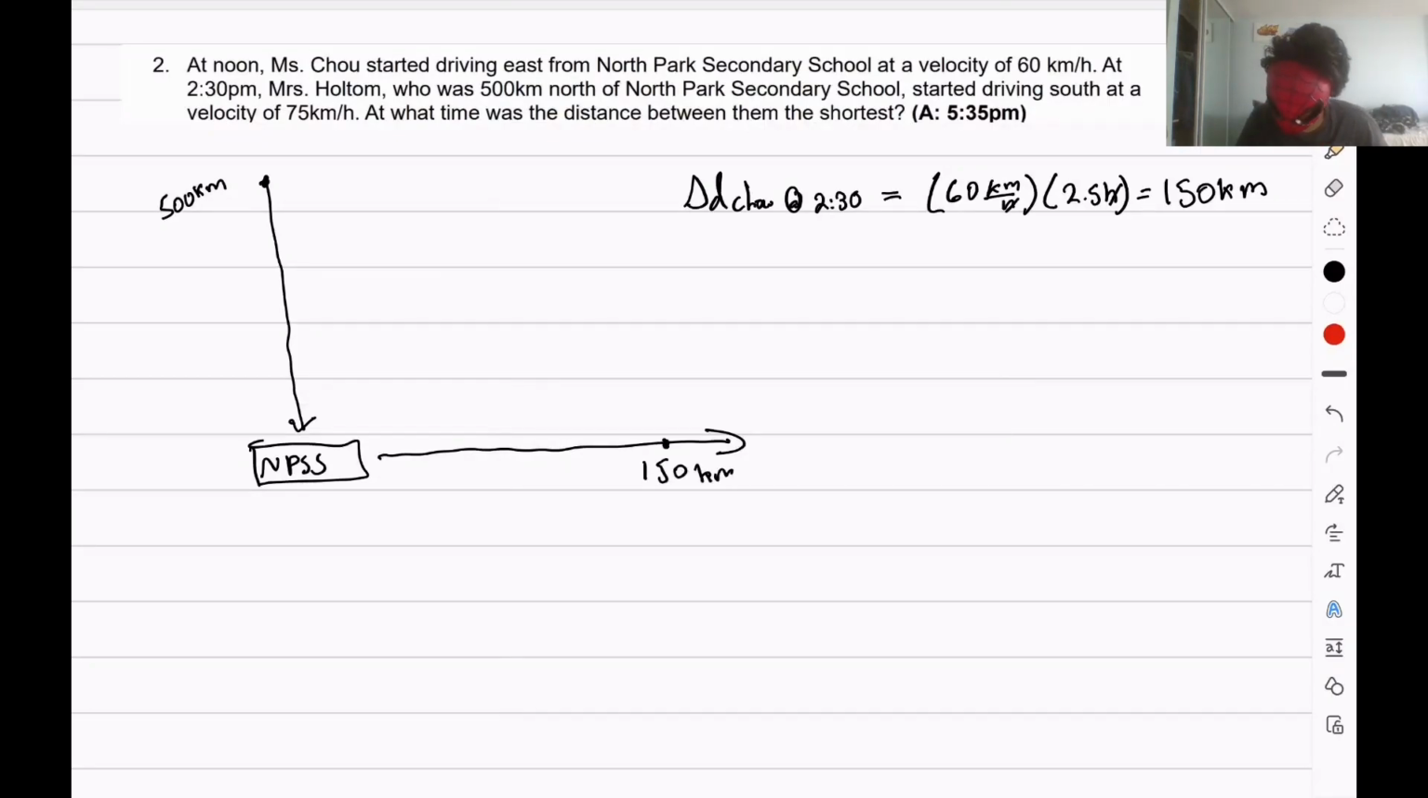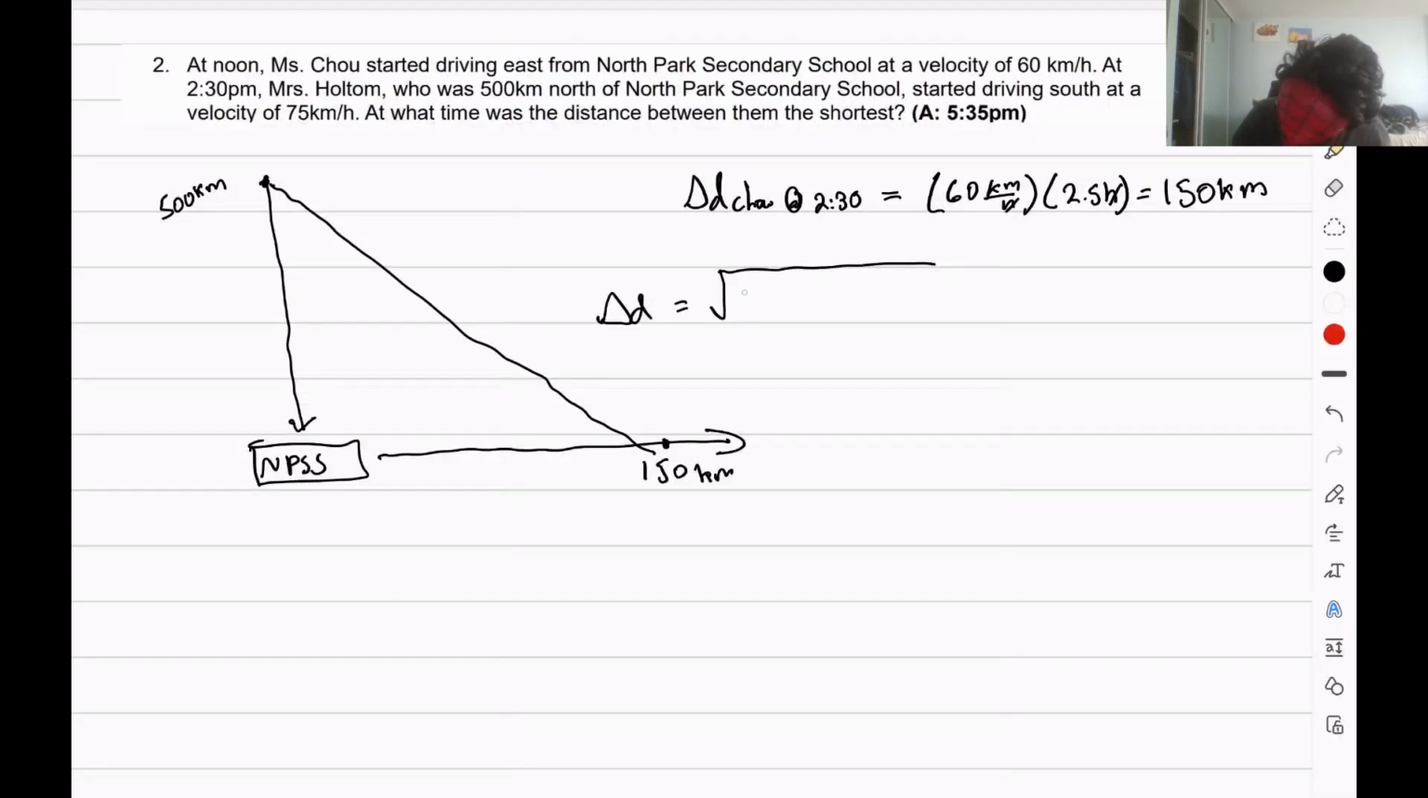We are optimizing distance. We're trying to find at what time the distance between them is the shortest, so we have to find a relationship between distance and time. One relationship we know is the Pythagorean theorem, the distance formula: the distance is equal to the square root of x squared plus y squared. But this has two variables and doesn't even have time, so how will we find what time the distance between them was the shortest?